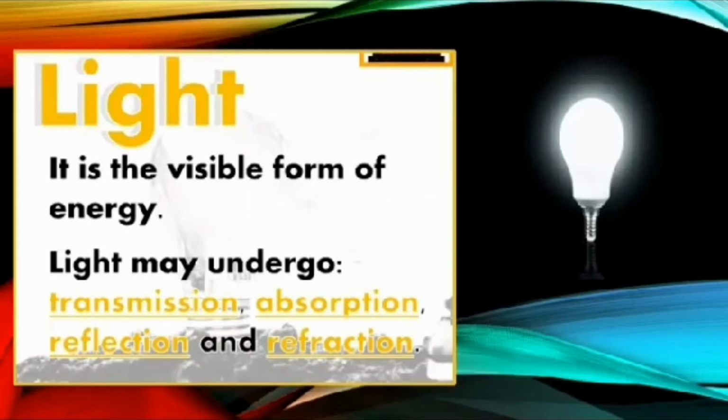Light. It is the visible form of energy. Light commonly refers to electromagnetic radiation that can be detected by human eyes. Light may undergo transmission, absorption, reflection, and refraction.